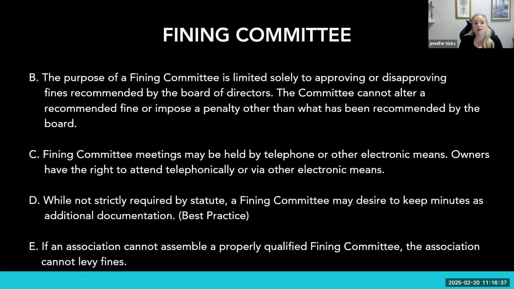I say that a lot because we've seen it where a fining committee isn't available, the board doesn't have one, and they try to levy fines, and it's just not possible at that point. So like I said, your fining committee is one of the most important parts of your fining process. And I think that goes to Jim to walk you through the process.